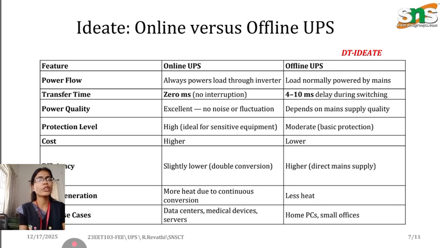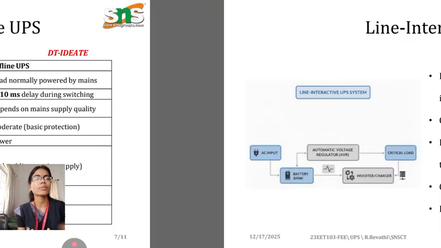Heat is more in online UPS due to the continuous supply. Compared to that, offline UPS produces less heat. Efficiency is slightly lower in online UPS because of double conversion, whereas offline UPS has higher efficiency because it is mainly switched on the direct main supply. Protection level is high in online UPS, ideal for sensitive equipment, and moderate in offline UPS, which is used for basic protection. So these are the main differences and comparison between online and offline UPS.